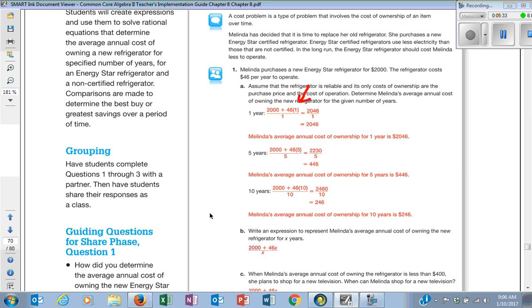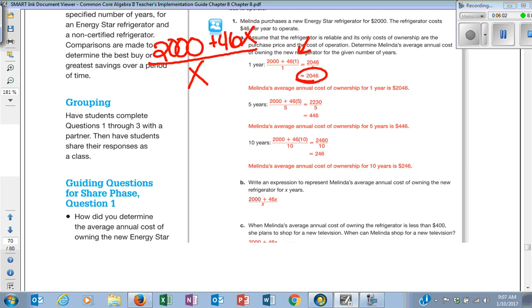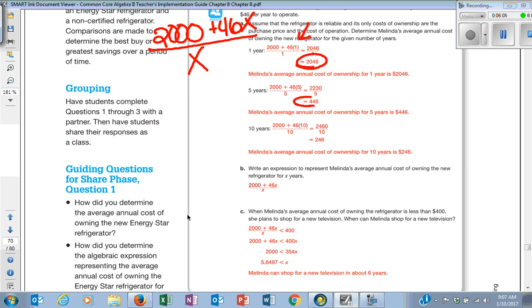So what they did is, after 1 year, it's $2,000, that's how much to buy the fridge, plus 46 times the number of years you own it, divided by however many years you have it. That will give you how much it costs you per year to buy and run that refrigerator. And so after a year, it costs you $2,046. But after I change that x to 5, it lowers it down to only $446 to own that refrigerator. And after 10, it costs me $246. We already came up with B.